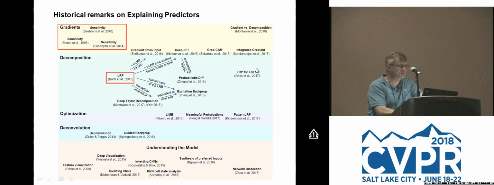There's LRP for LSTMs. There's a very interesting line of research starting with LIME, where optimization is one of the key aspects. Then there's the whole deconvolution and guided backprop procedures, and there are general papers on trying to understand the model. Of course, these are snapshots, and you can find many more papers and many more people who work in the field, and there's a good reason for it, because there's a need for explaining these very powerful models that we have, and generalization error is not enough for that.